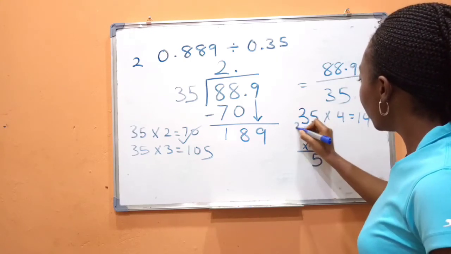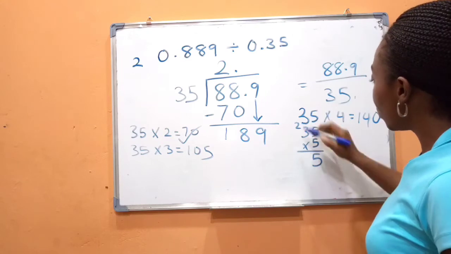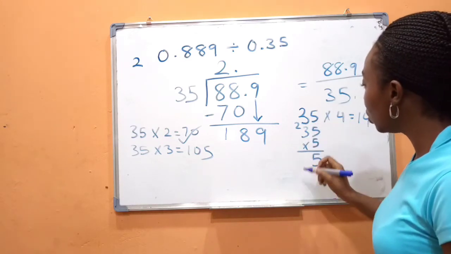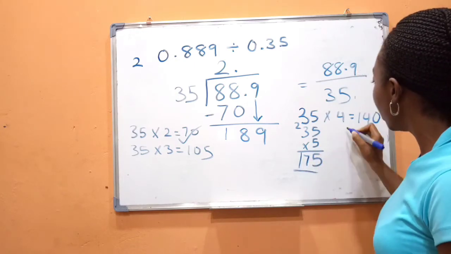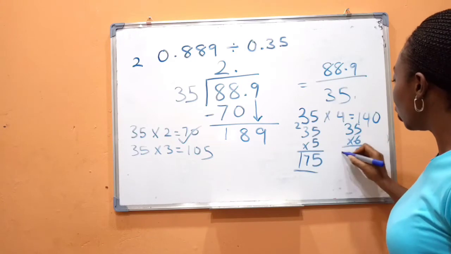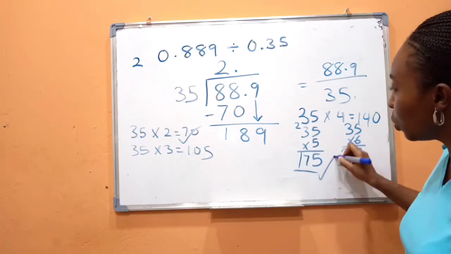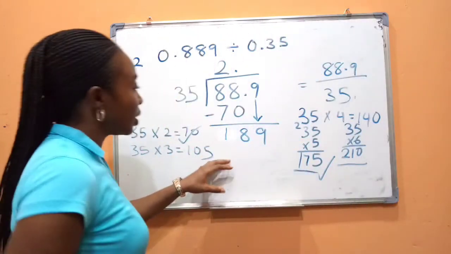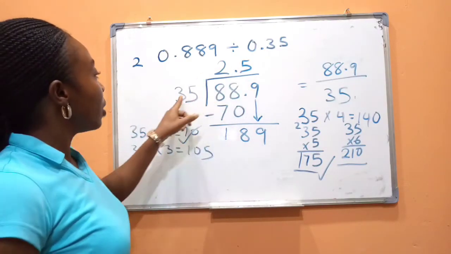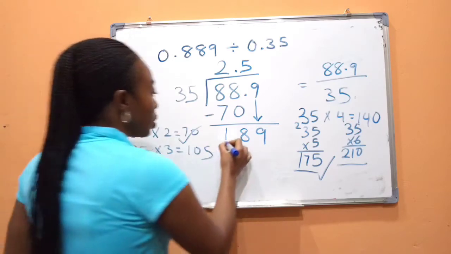35 times 5. 5 times 5 gives us 25. And 5 times 3 gives us 15. Plus 2 gives us 175. Okay? And if we do 35 times 6, we are going to be having 210. So obviously we are going to go with this. So we are going to come to this side and we're going to have 5. Okay? And we have 5 times 35 gives us 175.